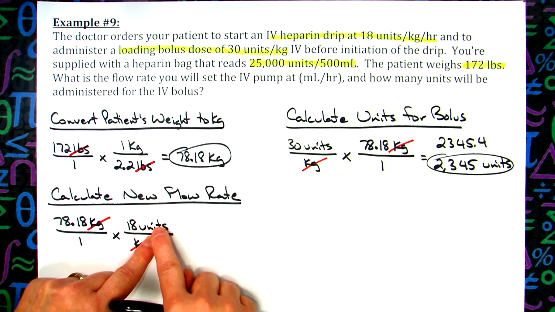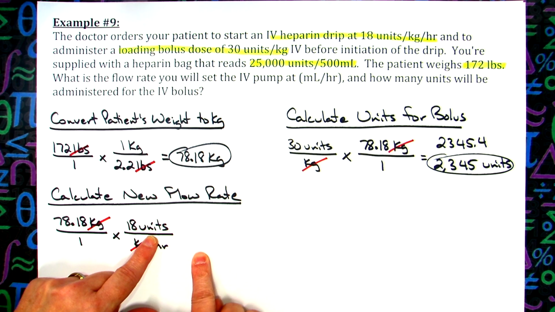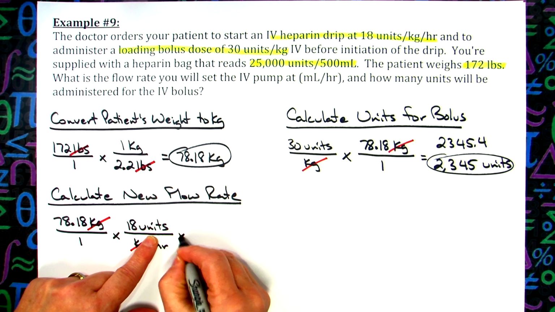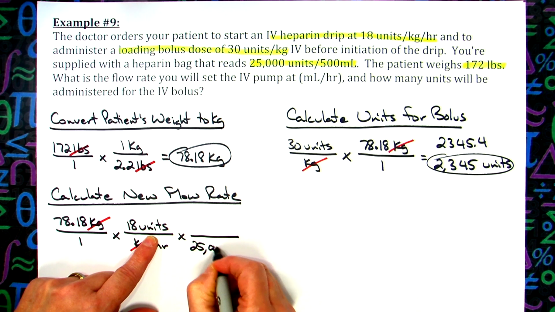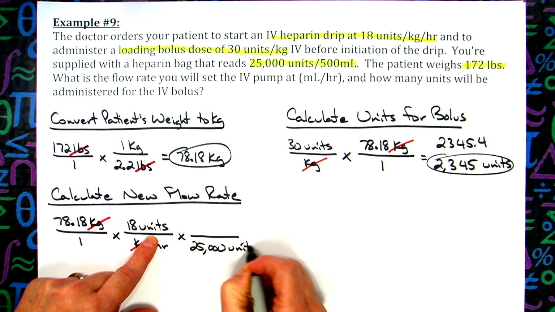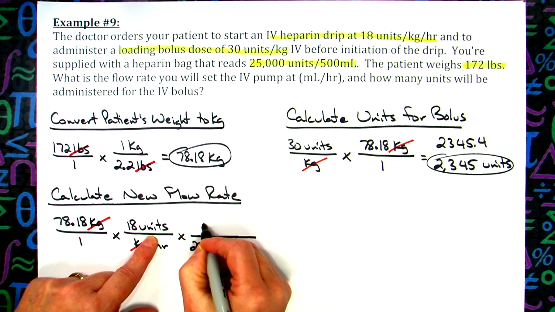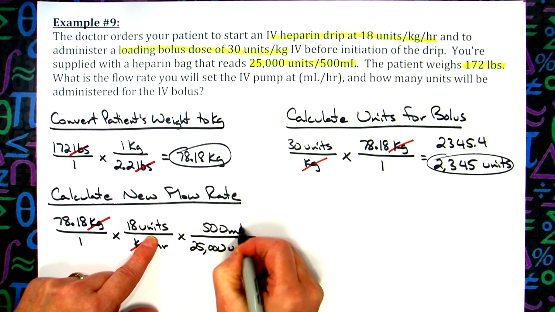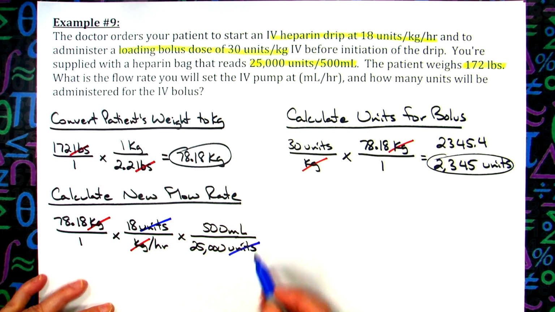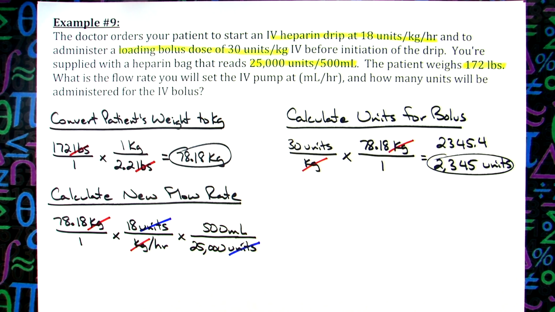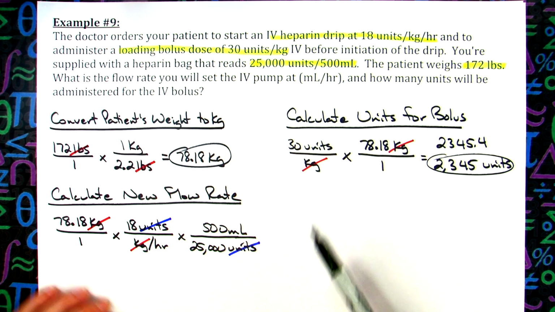So then units is on top here. I have to have units on the bottom here to be able to cross out. So that means I've got to put the 25,000 units on the bottom, and I've got to put the 500 milliliters on the top. That's then going to let me cross off units and units, top and bottom there. As I look at my problem, I've got milliliters across the top, I've got hours across the bottom. Milliliters per hour is what they asked for.